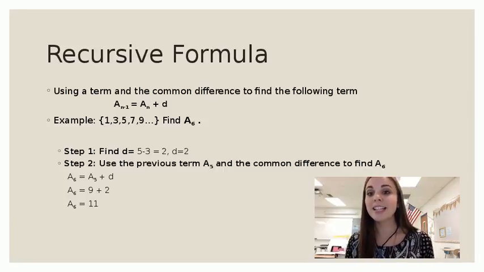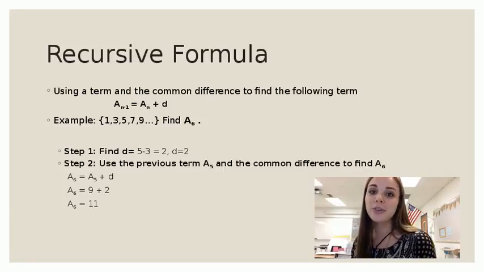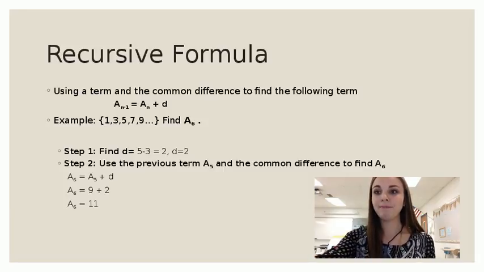So step 2, using the previous term, a sub 5. The reason it's previous is because we're looking for a sub 6. Use a sub 5 and the common difference to find a sub 6. You can see my work there. It says a sub 6 will equal a sub 5 plus d. So a sub 6 equals 9, which is a sub 5, plus 2, which is d. So a sub 6 is 11. So you just solved for a sub 6 using the recursive formula. Okay, moving on. Almost done.